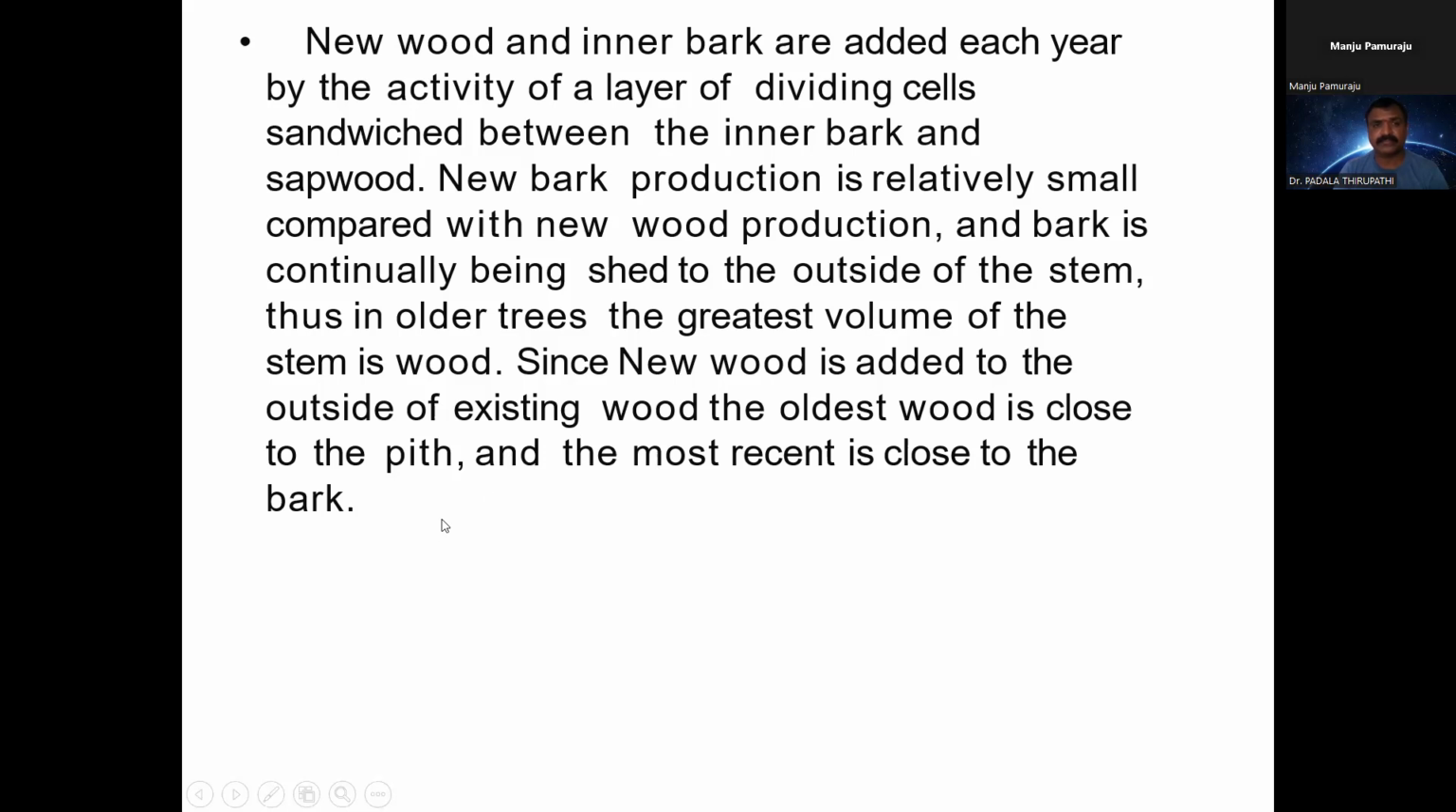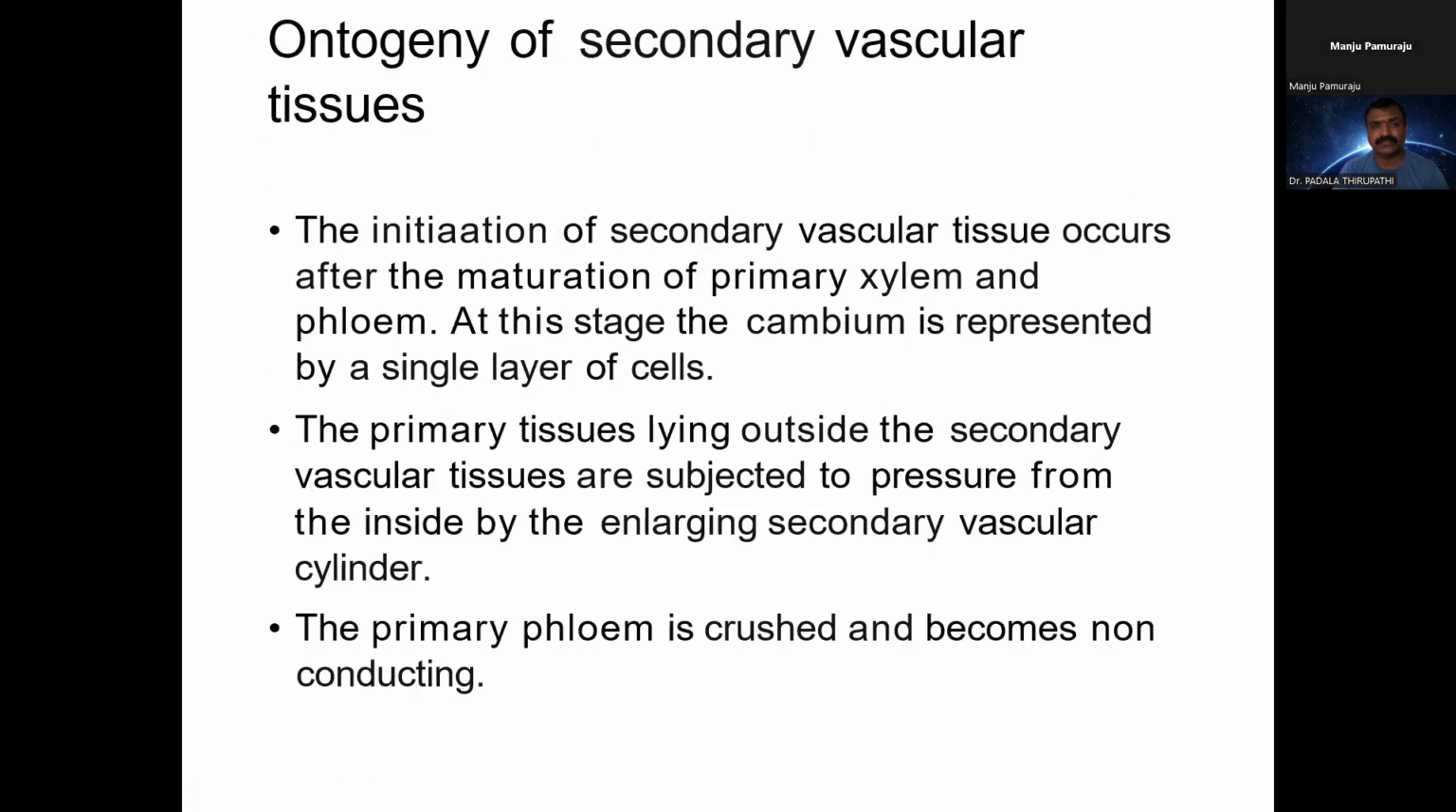As growth takes place outside, compression of the pith also occurs. Secondary growth starts after the maturation of the primary xylem and phloem. At this stage the cambium is represented by a single layer of cells. During secondary growth, this cambium and the primary tissues lying outside the secondary vascular tissues are subjected to pressure from the inner side of the annulus. As growth increases, pressure builds up inside the tissues, due to which the primary phloem is crushed and becomes non-conducting.